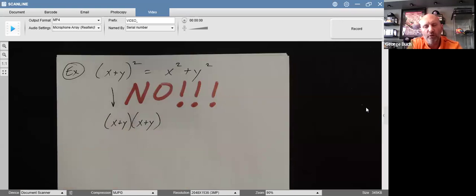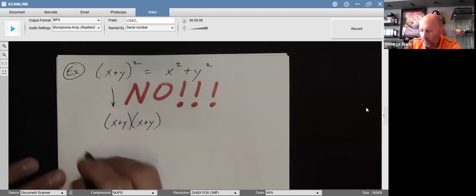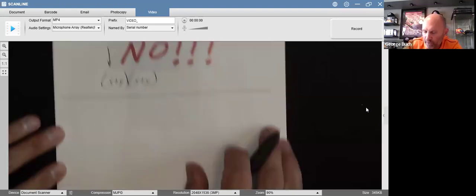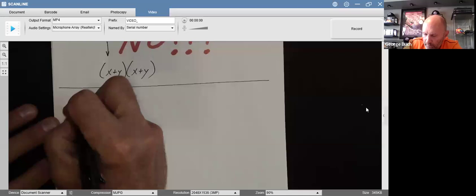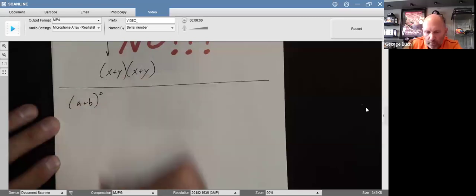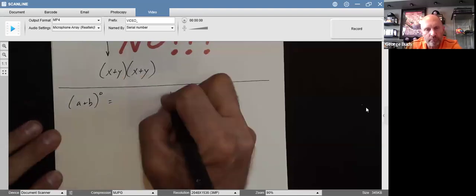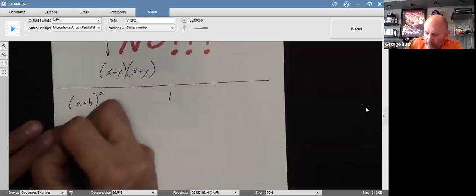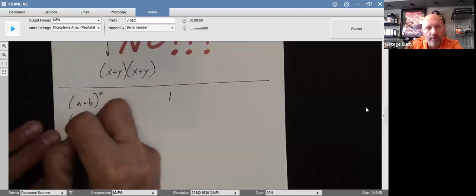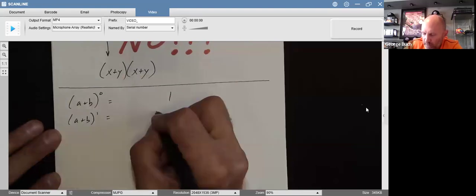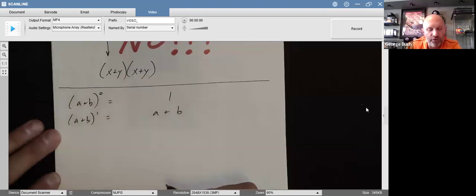So that's why we go to the binomial theorem now, is to prevent that mistake. Because now that we're going to be doing the binomial theorem, it's like, oh, wait a minute, no, I can't. I know it's not x squared plus y squared, and we'll see why here in a second. So let's say I have a plus b to the 0 power. Well, anything to the 0 power is what? It's just 1. If I have a plus b to the first power, that's just a plus b. Anything to the first power is just itself.